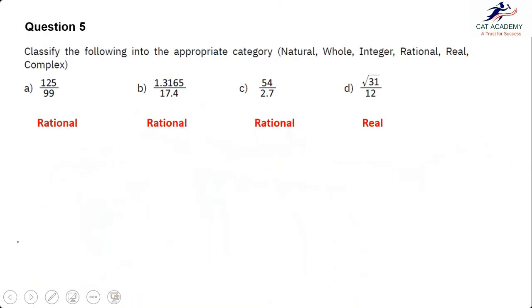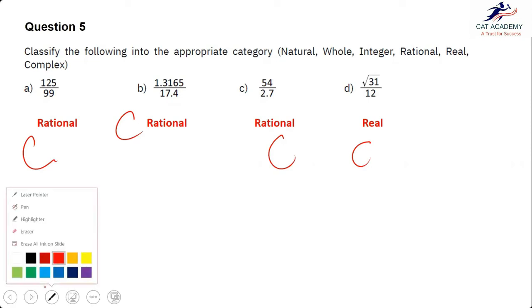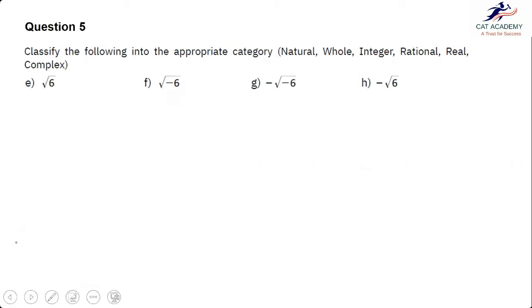So here, whenever I'm answering, I need to answer the smallest possible circle. Because in general, I can call everything complex. Everything will become complex. My answer will always be complex. But that's not what I want. So try to find out the smallest possible circle. Larger circles are automatically included. Okay? Try this.